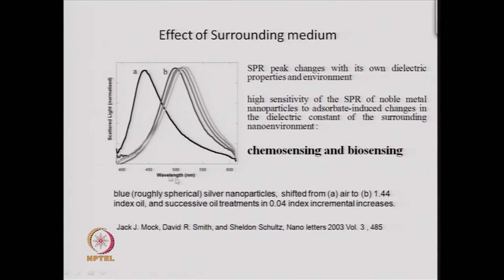This particular example, as I mentioned, was for silver nanoparticles, and the particle size was fixed. What you change is the environment around the particles. As you change the liquid in which the particles are present and change its refractive index, the absorption or the surface plasmon band changes, and you can follow these changes very effectively.